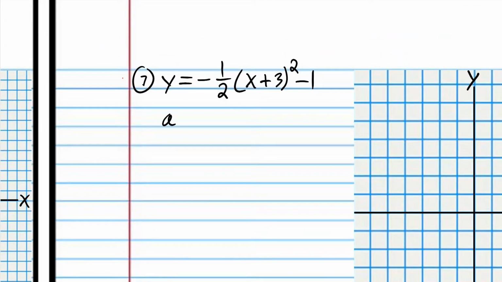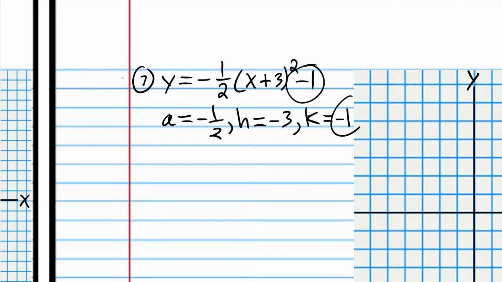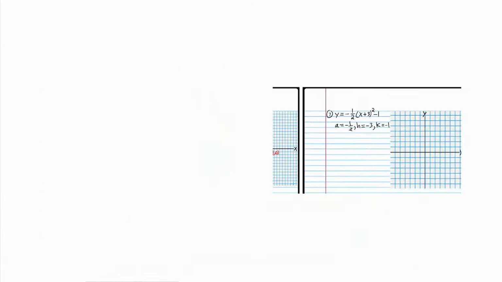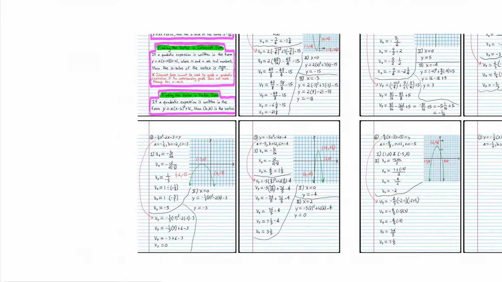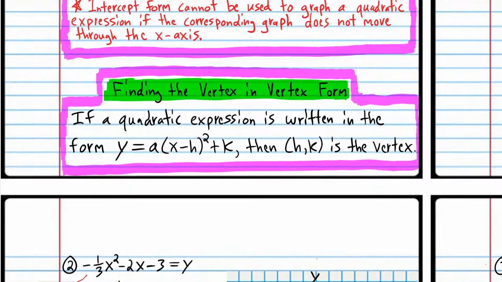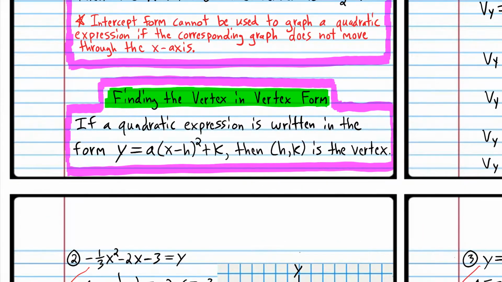So let's label the constants as usual. And remember, that sign changes, but k, the sign of k does not change. This is -1, it stays -1. This is +3, it changes to -3. You have to remember that. And again, I'm going to give you another opportunity here to take a screenshot of the information we're about to use.